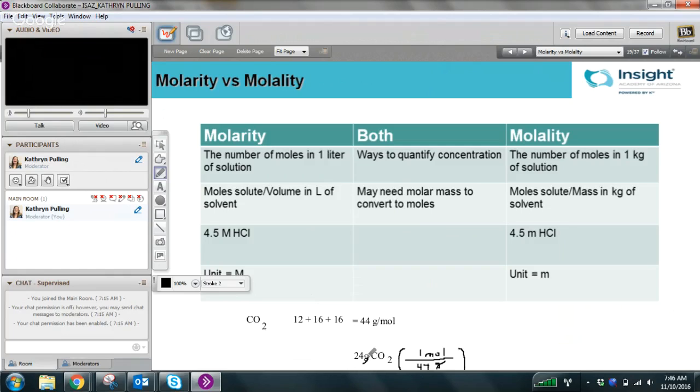So it'd be 24 divided by 44, which is not quite 1/2, but almost, so probably like 0.48 or something. I don't have a calculator on me at this moment, but I'm going to need one. There we go. So 24 divided by 44 is, nope, just kidding. This is why you don't do math in your head. That equals 0.54 moles of CO2.